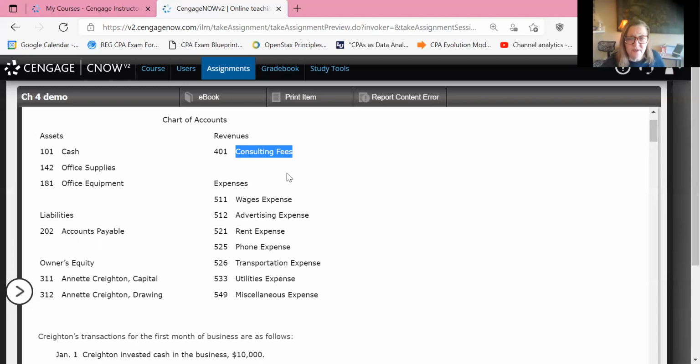And if you remember, every time it says expense, I can't think of a case where it would say expense that it wouldn't actually be an expense account. So that does help us to know that those are all going to be expense accounts.